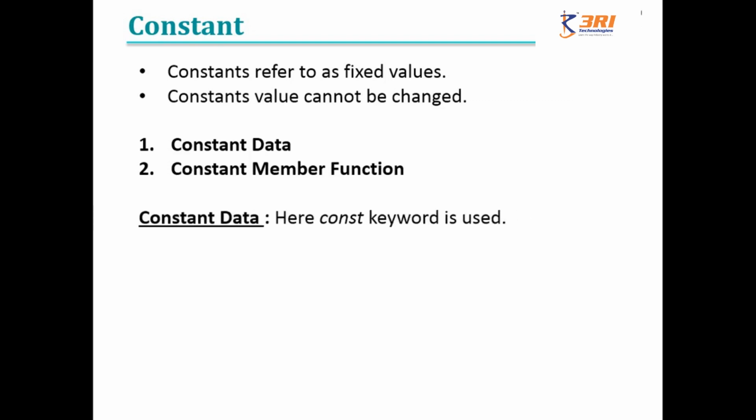Use the keyword const to create a constant data. For example, if I write a statement const int a equal to 10, it instructs the compiler that a is an integer entity that is constant. That means I cannot modify the value of a. If I try to make a statement like increment of a, it will return an error saying a is constant and I cannot modify the same.